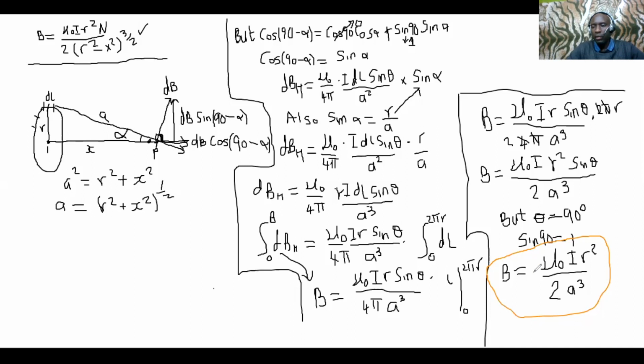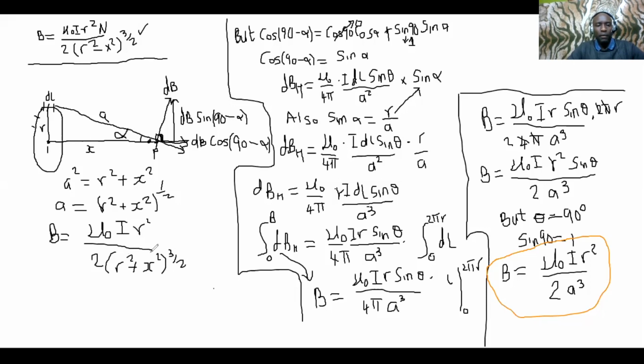Now we take this A and substitute it in this expression. Therefore we are going to get B equal to mu naught I R square over 2 in brackets R square plus X square in brackets. We have cubed here, therefore that exponent will come there: 3 times a half is equal to 3 over 2.